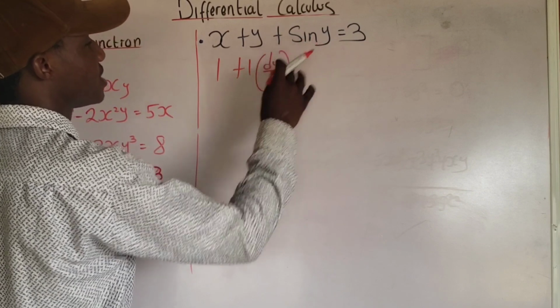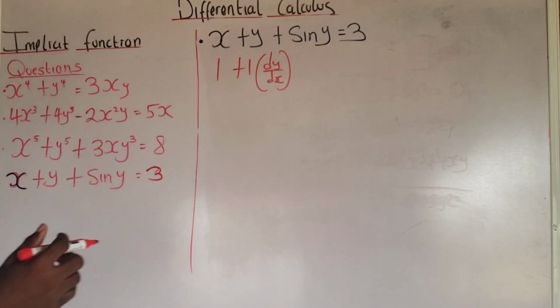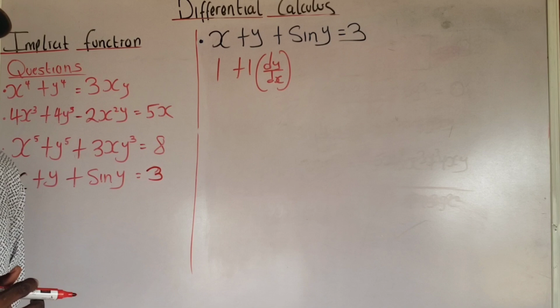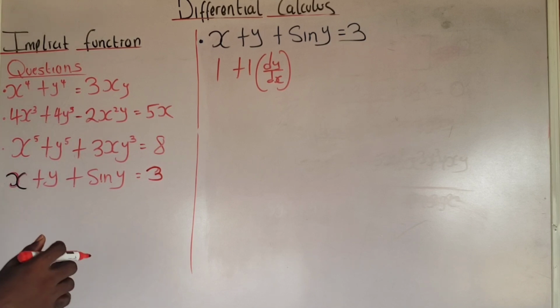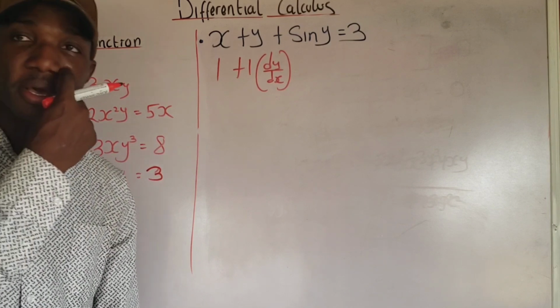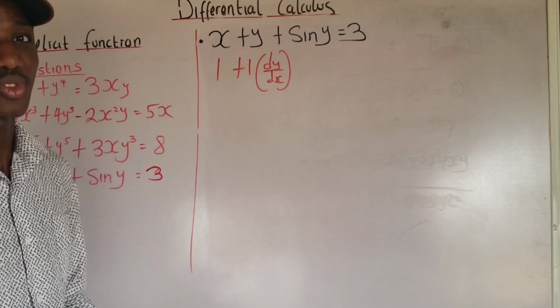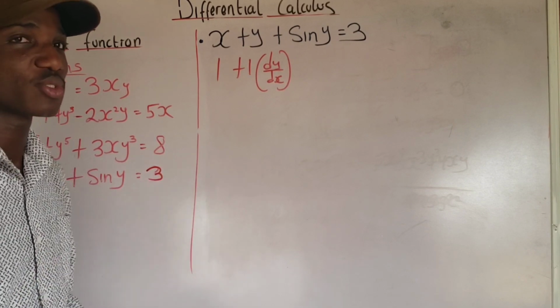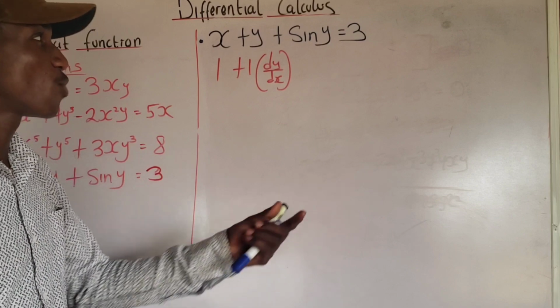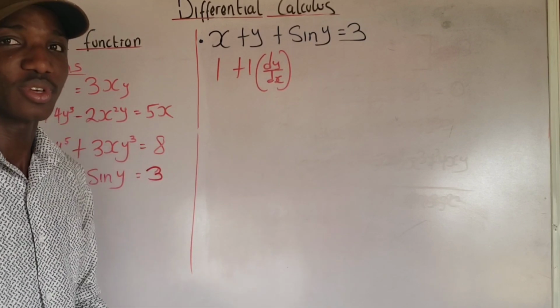Now, if you differentiate sin y, you are going to get cos y. Perhaps if you missed our class on the derivative of trigonometric functions, you can check the channel and watch the class. If you differentiate sin x, you're going to get cos x. If you differentiate cos x, you're going to get negative sin x. Likewise, if you differentiate sin y, you're going to get cos y.